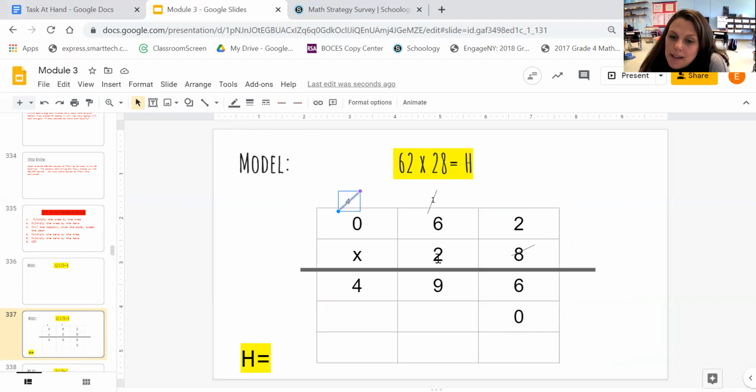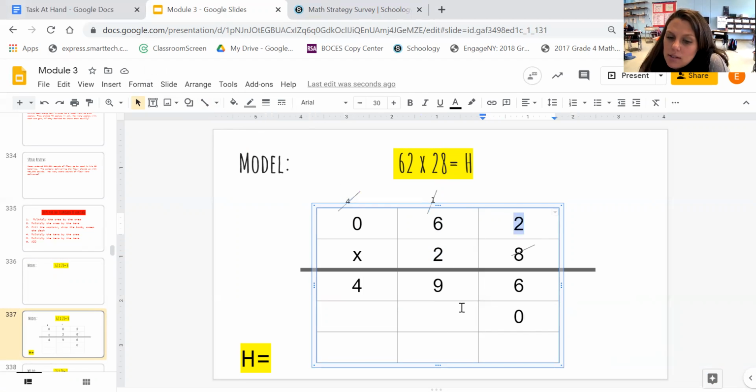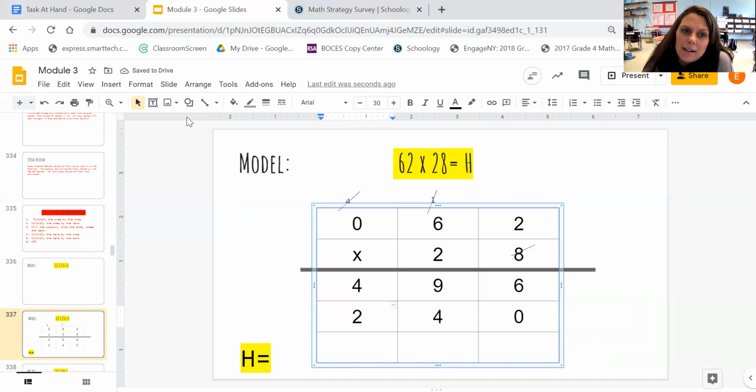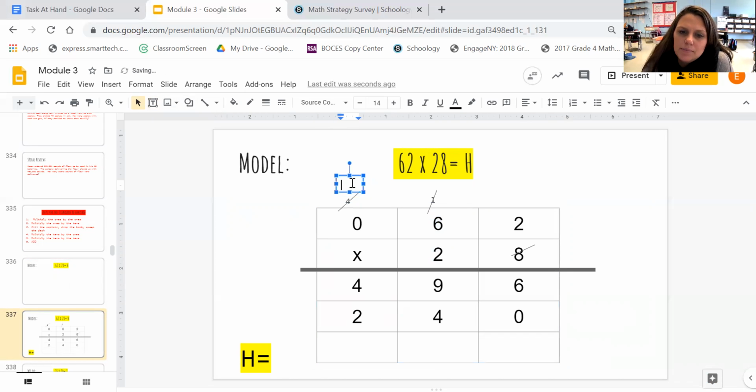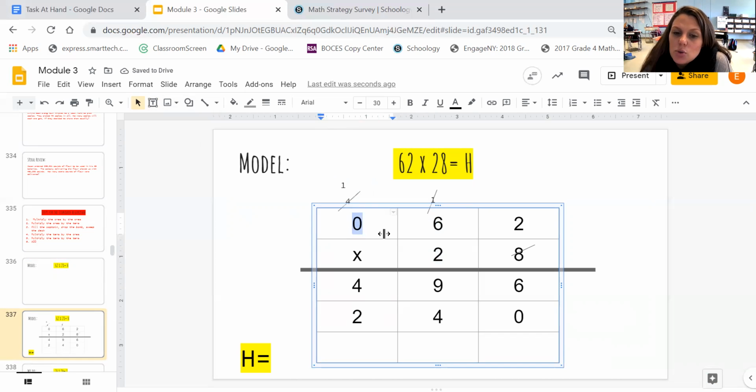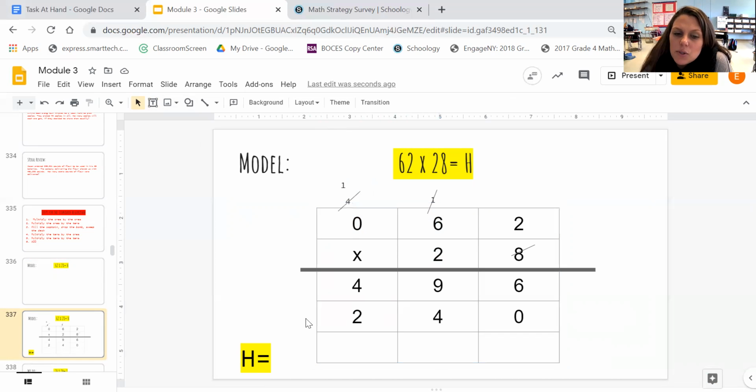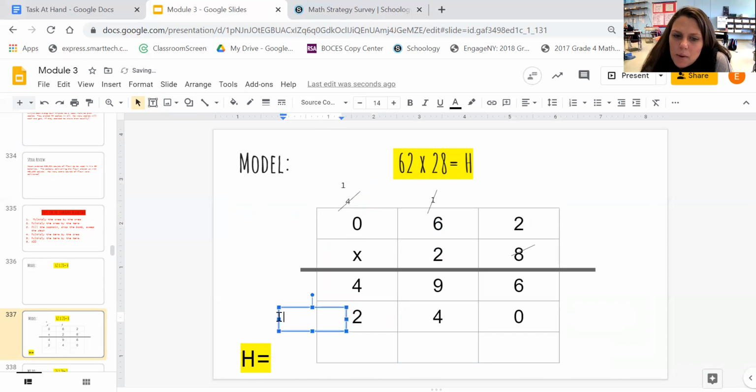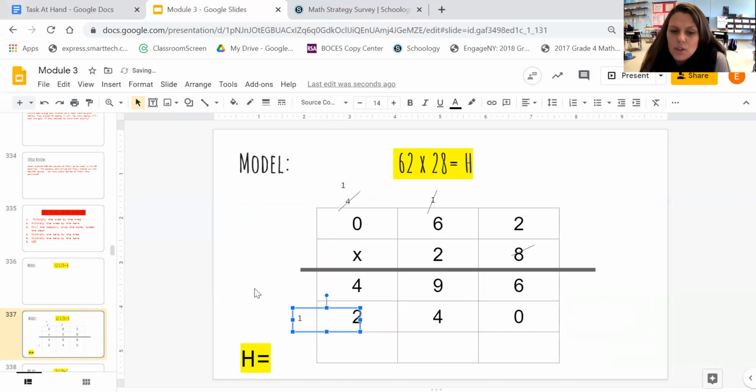Now I can multiply my tens by my ones. 2 times 2 is 4. My tens by my tens. 2 times 6 is 12. So I put my 2 down and I regroup or carry that 1. Then I'm going to do my tens by my hundreds. 2 times 0 is 0, plus 1 is 1. So I'm going to go ahead and put my 1 here. Sorry that it's not the same size. I don't want you to get confused.